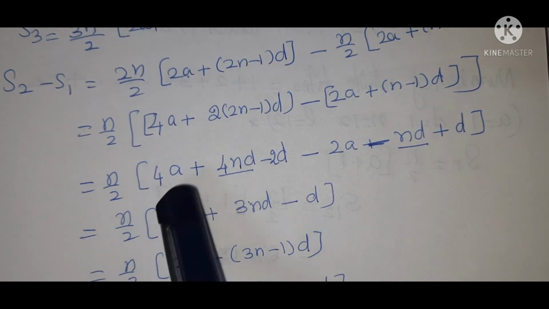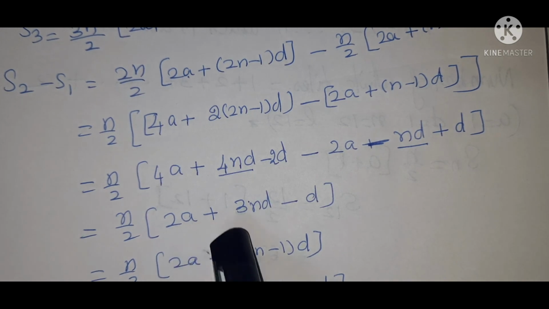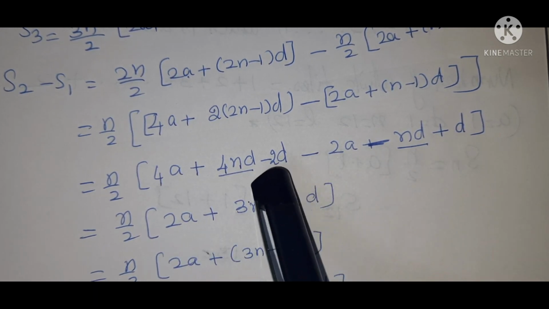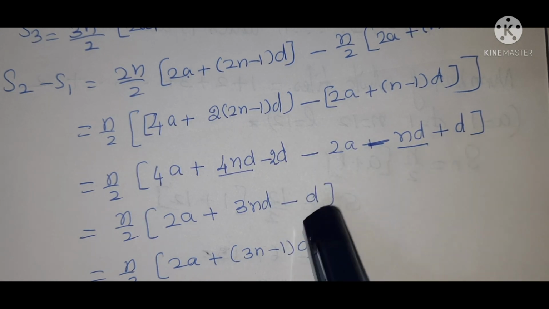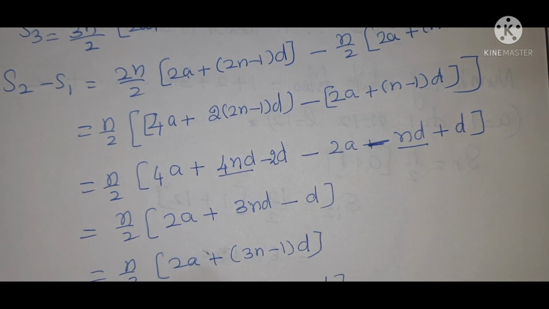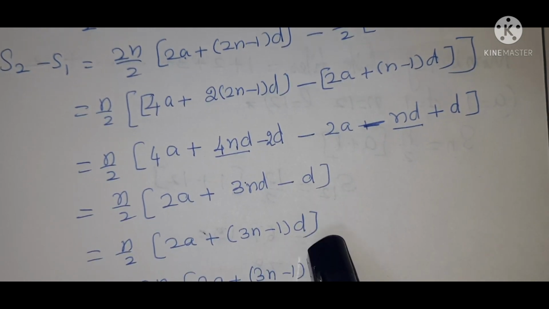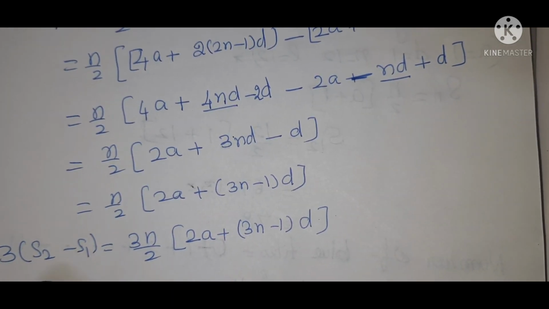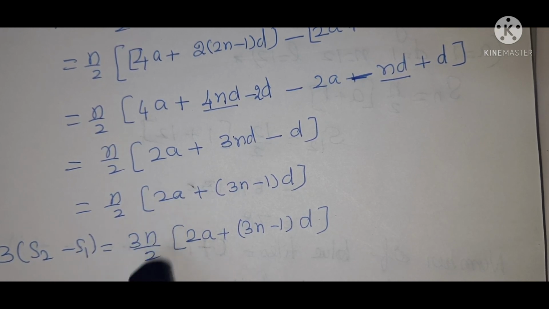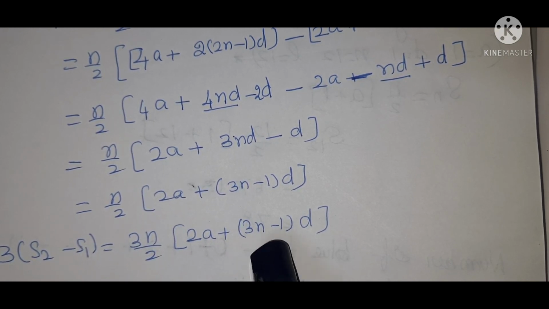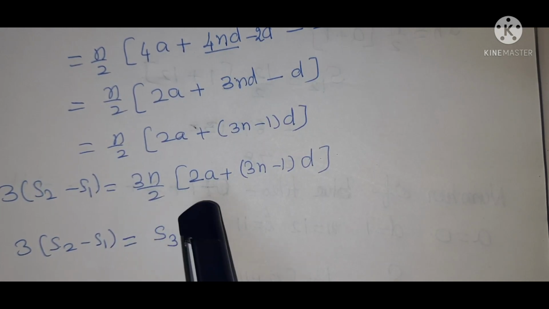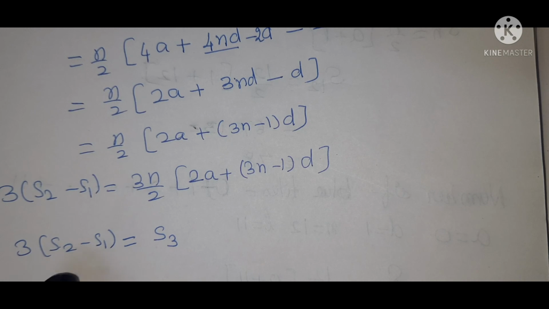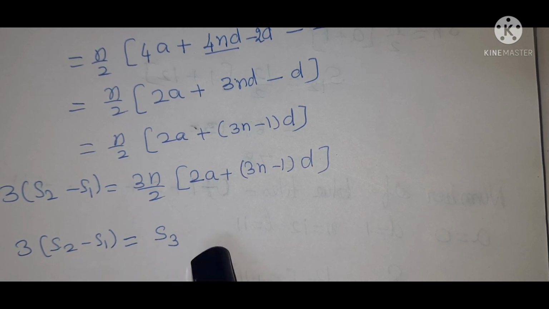n by 2 into [4a minus 2a, that is 2a, plus 4nd minus nd, that is 3nd, minus 2d plus d, that is minus d]. So n by 2 into (2a plus d common, taken out, (3n minus 1) d). Now 3 times (S2 minus S1) is 3 into n by 2 into (2a plus (3n minus 1) d), that is 3n by 2 into (2a plus (3n minus 1) d), which is S3. So 3 into (S2 minus S1) is equal to S3, hence proved.